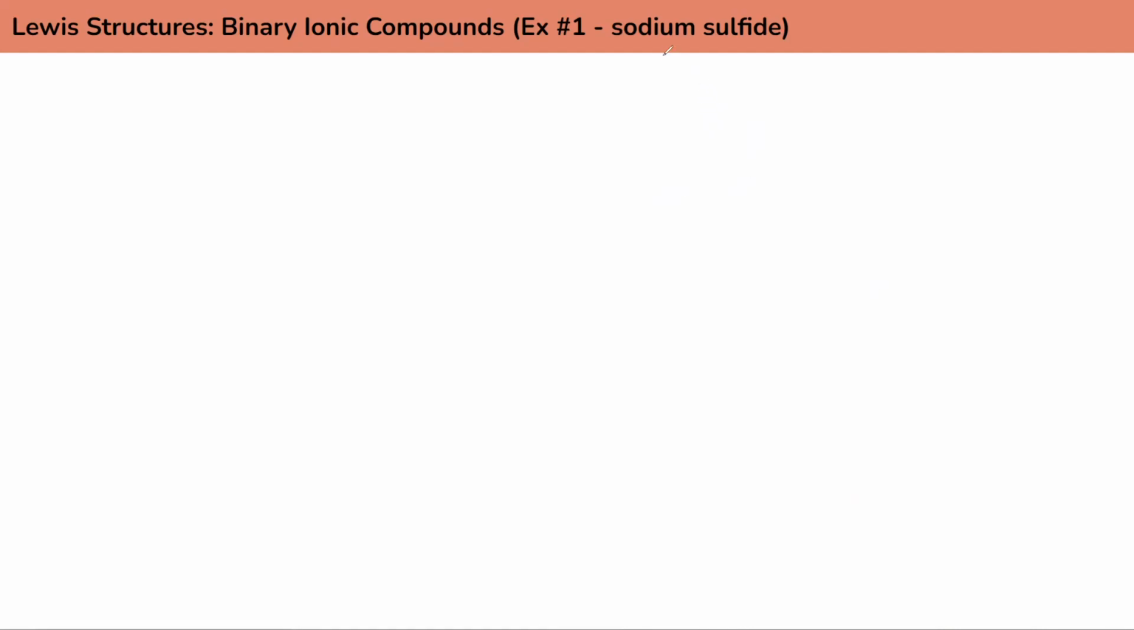So our first example is sodium sulfide. We know it's binary because it's one element that's a metal and one element, sulf, standing for sulfur, that's a nonmetal. The first unofficial step of creating Lewis structures is to figure out what the formula is, because you need to know how many of each element you have.